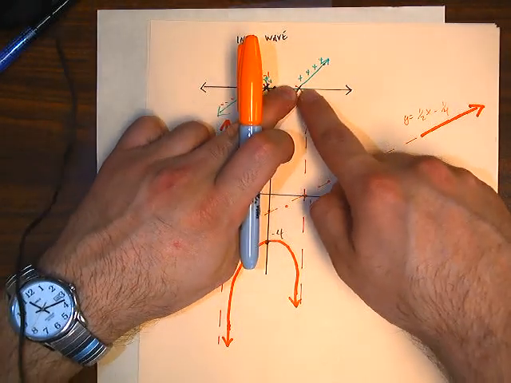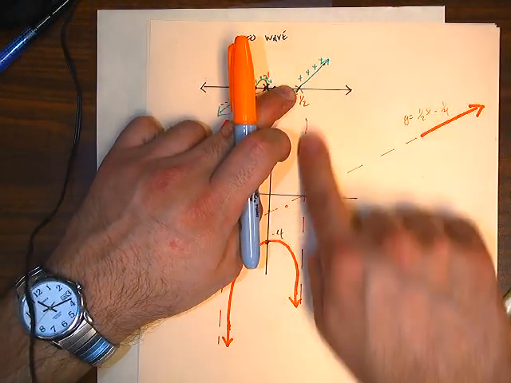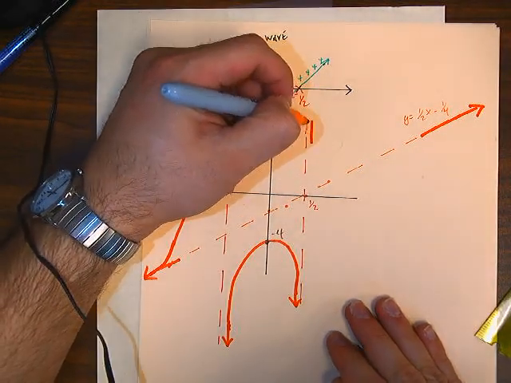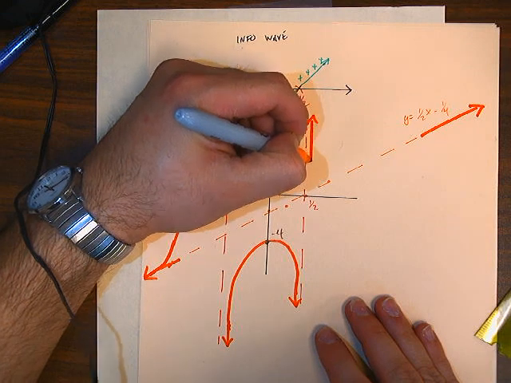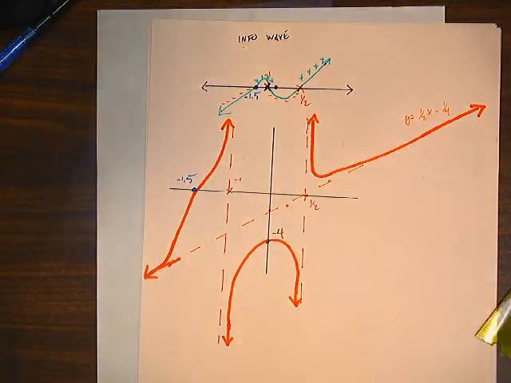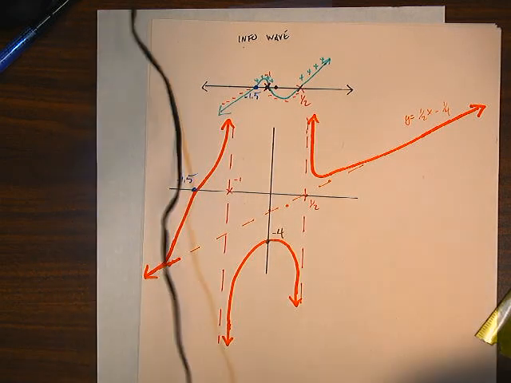So now we can look at what's happening on the right-hand side of this asymptote here. And I'm positive the whole way through. I know that I have to come from the positive, come right along the asymptote here, and go up and out. And that's what the graph looks like.